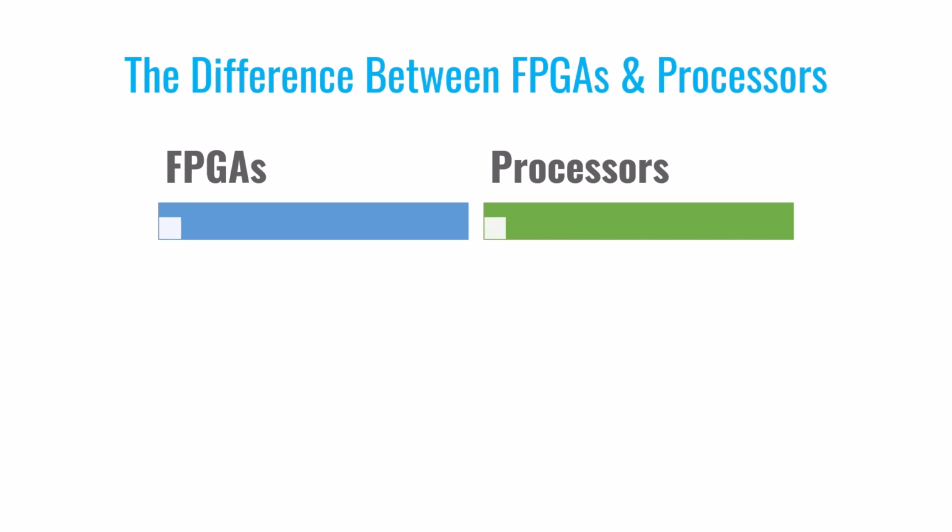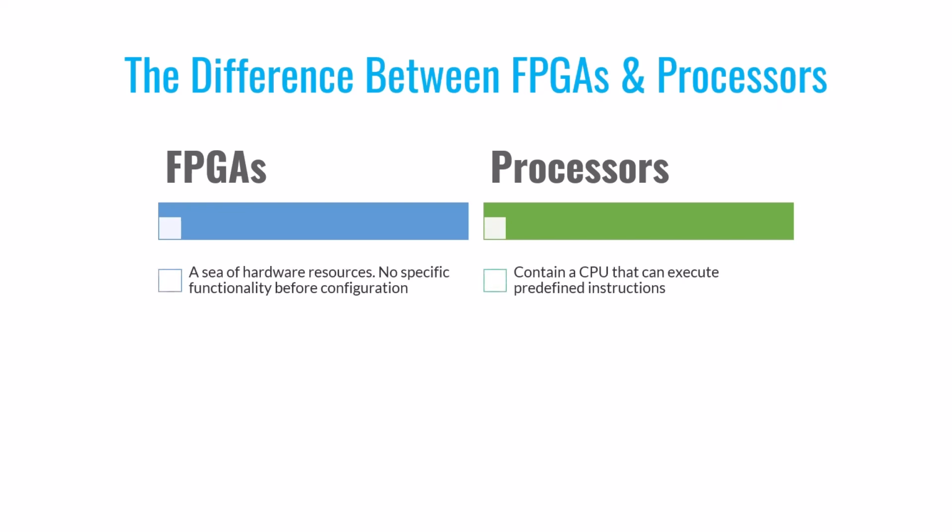The first major difference is this. When you work with processors, you're dealing with a CPU equipped with predefined instructions that it can execute as needed. In contrast, with FPGAs, you don't start with specific hardware design for particular operations. Instead, you have a collection of hardware resources at your disposal.